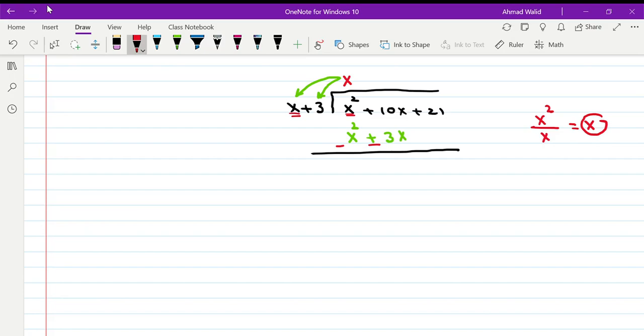Positive x squared, negative x squared cancels out. Positive 10x, negative 3x gives you 7x. Focus on the new sign. Correct? Now, what to do? Bring the next term down. Plus 21. Even if I have more terms, bring all of them down.